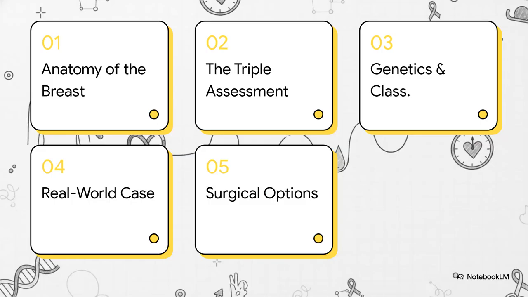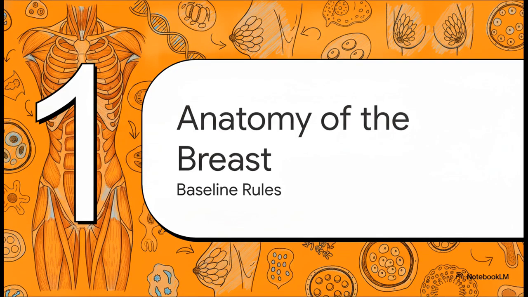Here is our roadmap for today, which actually mirrors the exact logical journey a clinician takes. 1. Anatomy of the breast. 2. The triple assessment. 3. Genetics and classification. 4. A real-world clinical case. And 5. Surgical treatment options. Let's get right into it with Section 1, Anatomy of the Breast.